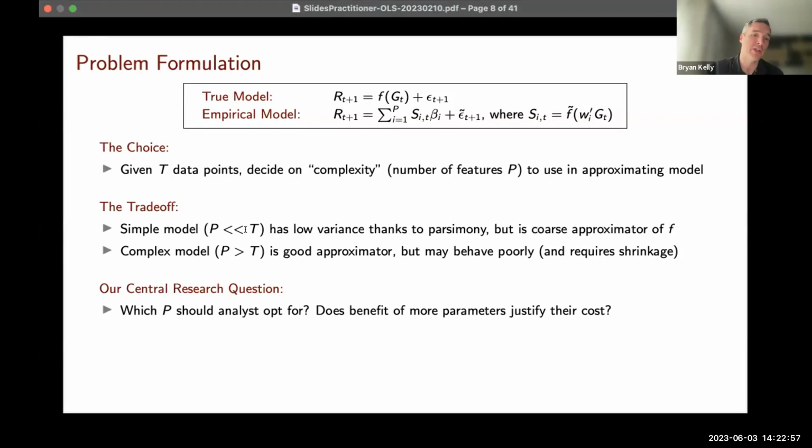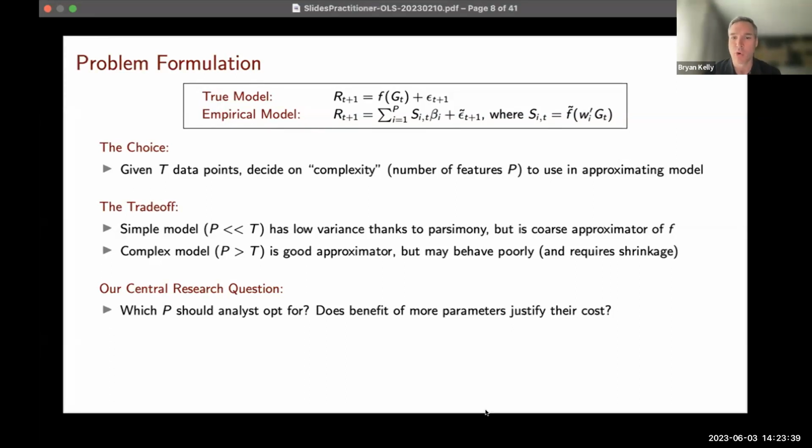Now, I could go the other way. I could use an extremely large number of parameters. I could even take P larger than the number of observations that I have, as long as I allow myself to do some shrinkage, for example. What do I get by doing this? By making P larger, I get a better and better potential approximating model. I give the model the ability to fit the data more accurately. But it may behave poorly because I'm going to have very few observations, in essence, to inform each of those parameters, and it certainly will require some shrinkage. So the central research question is this: which P should my analyst use?